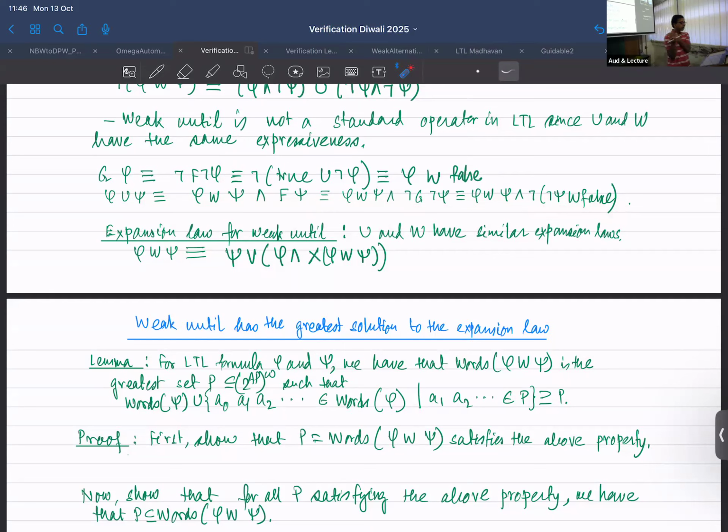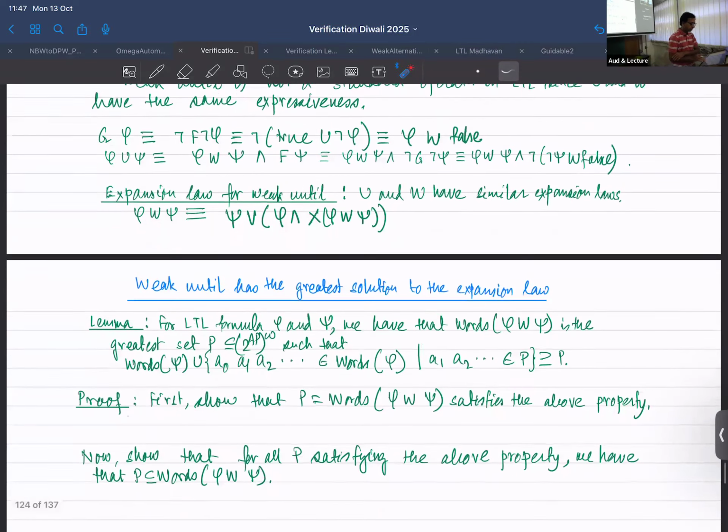And then the expansion law. So how will the expansion law for weak until look like? It's essentially the same as strong until. So we are saying that phi weak until psi: psi can hold at this time point, or if that is not the case, then phi has to hold now, and then from the next time instance, again phi weak until psi has to hold, right?